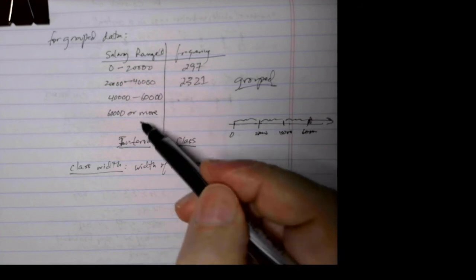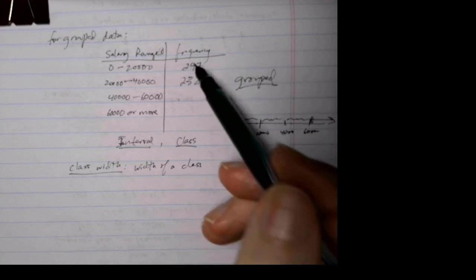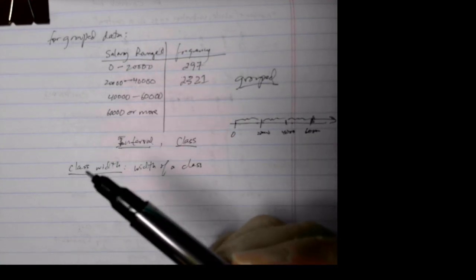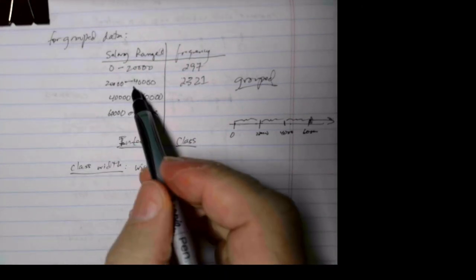I haven't pointed out one possible problem that can occur. Suppose you have made this table and you are going through your list of salaries, and you're counting how many are in here, how many are here, and so on. Suppose you see the number 20,000. Where does it go? Does it go into this class or does it go into this class? And the answer is it always goes into the higher class. You would put 20,000 in here, you would put 40,000 in here, not here, and so on.